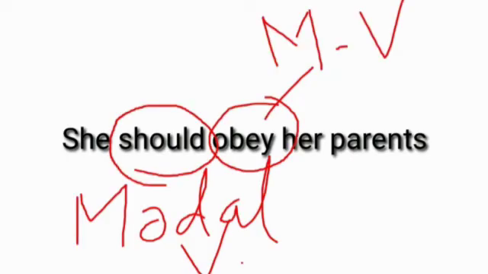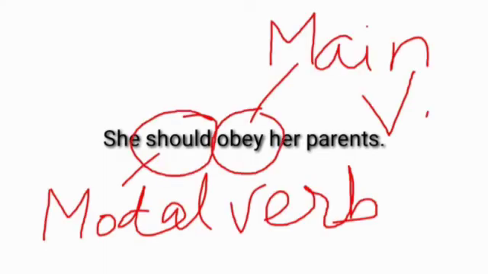For example, she should obey her parents. Here the word should is a modal verb and obey is a base form of verb, the main verb. So here we see that obey did not change its form. It remains in the V1 form.